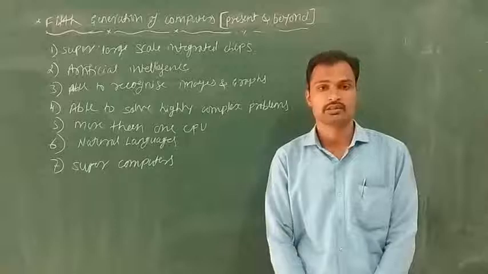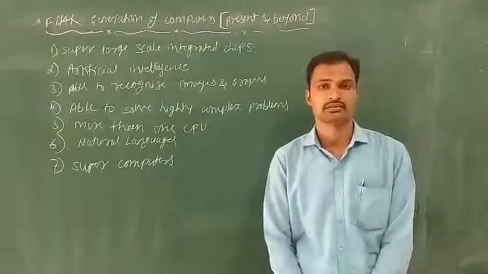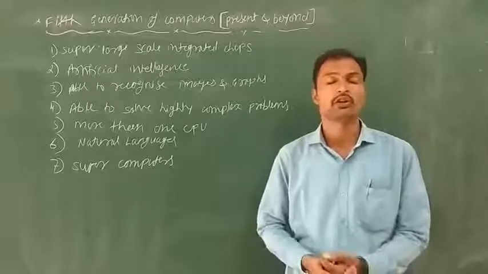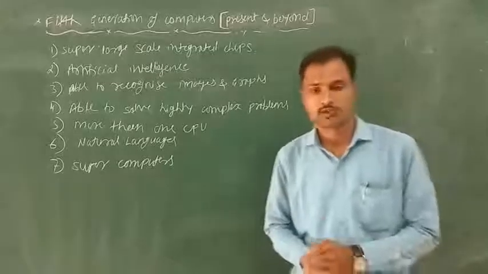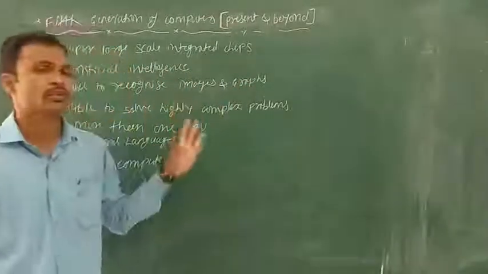If anybody asks you, microprocessor was developed in which generation? 4th generation. Transistors, 2nd generation. Integrated circuits, 3rd generation. Vacuum tubes, 1st generation. You should know these important features. Okay? So this is about generations of computers.